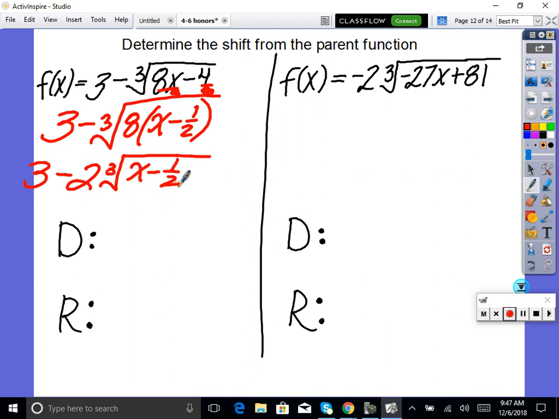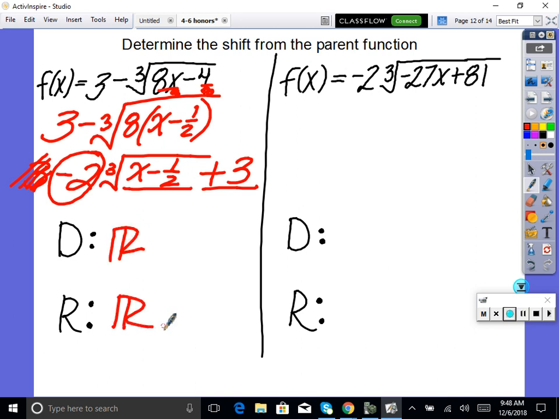So now this 3 is just out in front. Shouldn't I just probably go plus 3 back here? Yeah. Same thing, right? Don't combine those two. They're not together. So you'd say right a half, up 3, stretch of 2, and a reflection over the x. Domain and range for all cube root functions: all real numbers. Okay. So I think we get the picture with that.